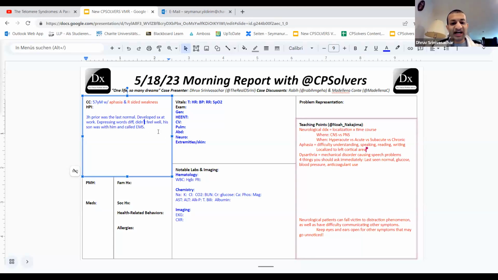And when we got the history later, he hadn't had any history of prior strokes or any other focal weakness, numbness, gait changes, speech changes, or anything like that. He doesn't see doctors, so he has no known past medical history. And he doesn't take any medications at all.